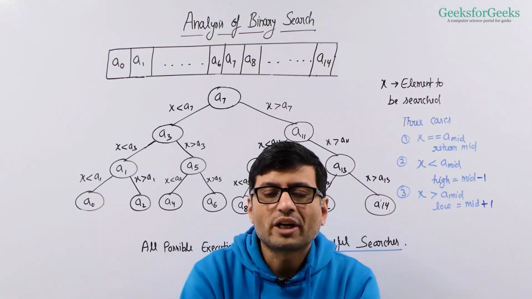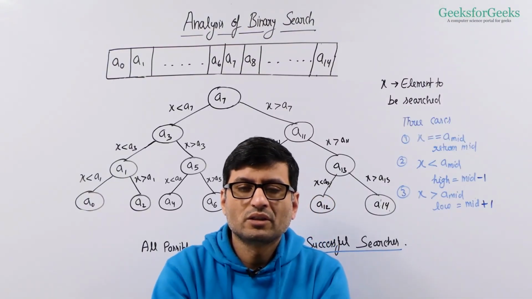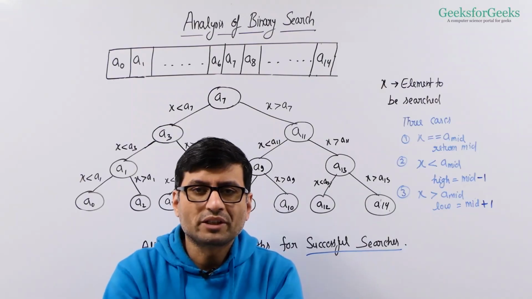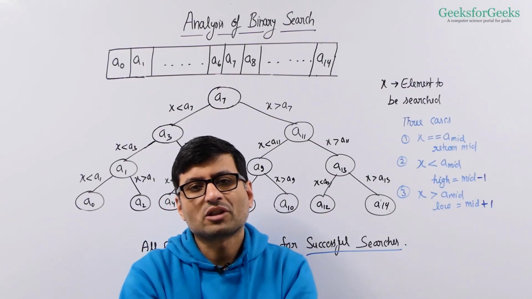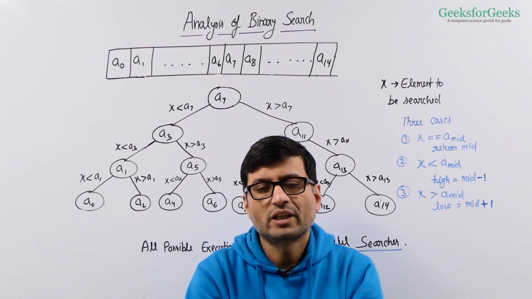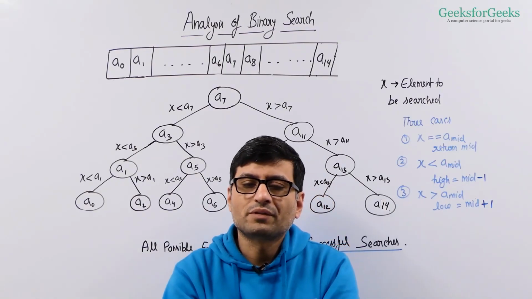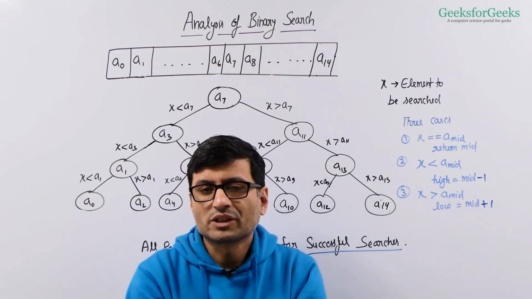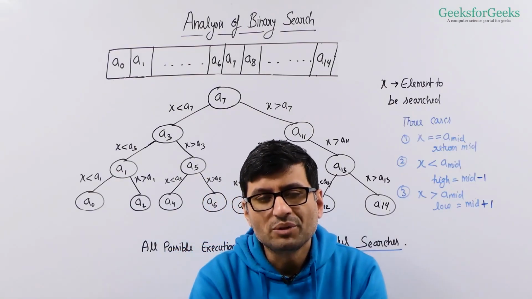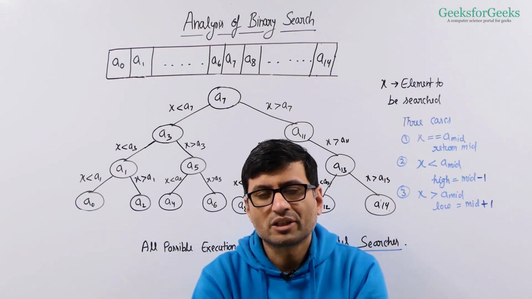Let us talk about analysis of binary search. Let's first do a quick recap of the binary search. In binary search algorithm, we are given a sorted array and an element to be searched. We search this element by first going to the mid. We compare the mid element with x, and if they are same, we return mid.